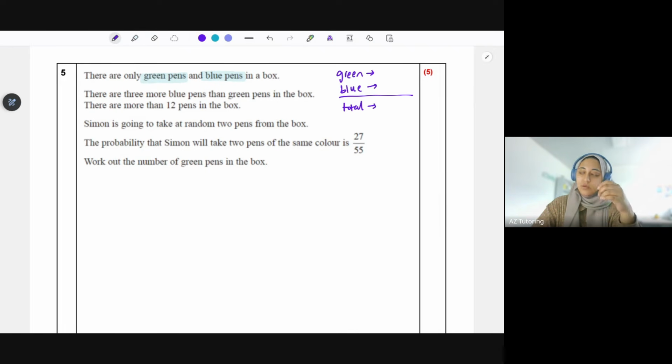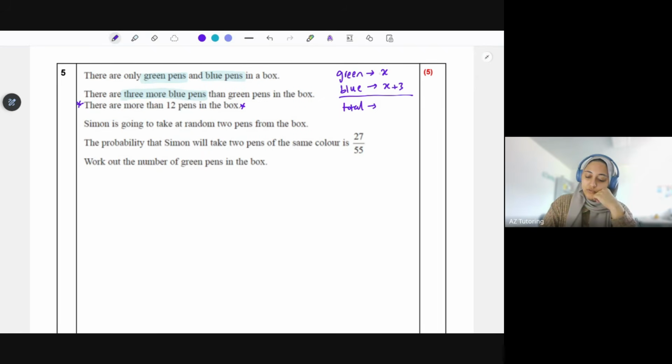So there's 3 more blue pens than green pens in the box. So if we say the number of green is x, because we don't know how many green pens we've got, there's 3 more blue pens than green pens, so we could just say x plus 3. Because there's 3 more blue pens than there are green pens in that box. And it says there's more than 12 pens in the box altogether. Maybe this might help us after when we're actually trying to find out what x is. Maybe there's 2 answers we need to choose from.